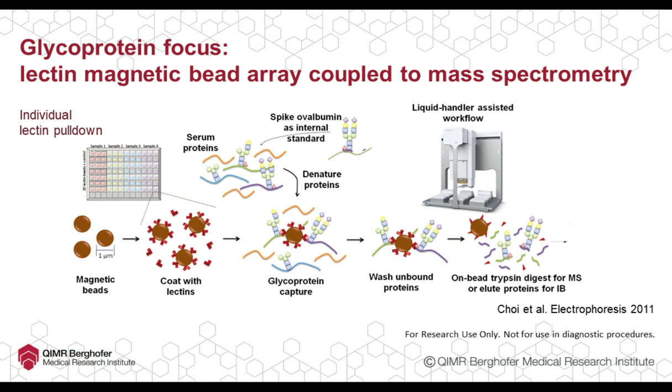on the 96-well. The unbound proteins are washed away, and then we did an on-bead tryptic digest procedure, from which we can collect the peptides from the supernatant for mass spec analysis. And the entire workflow was set up on a Bravo liquid handler platform.